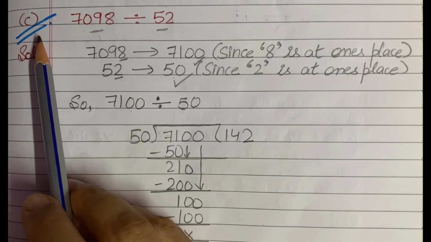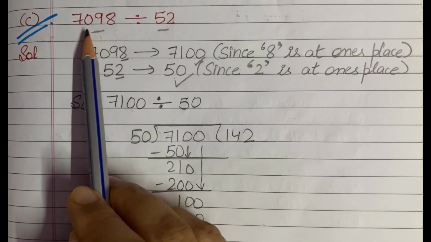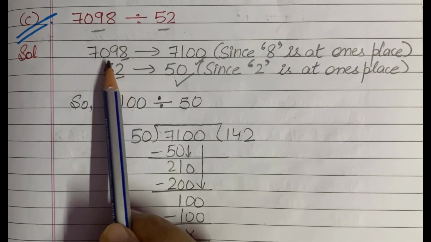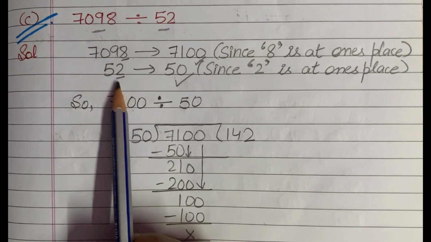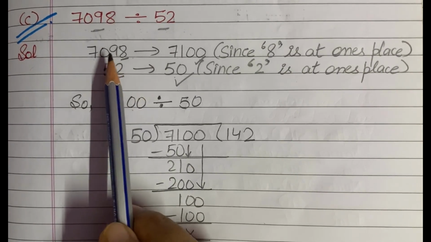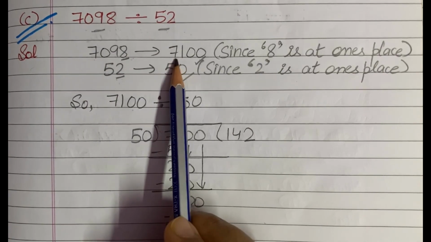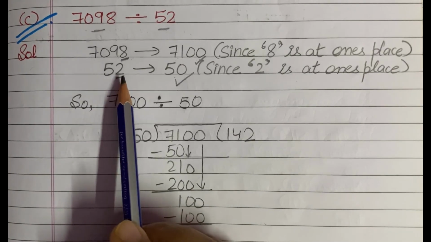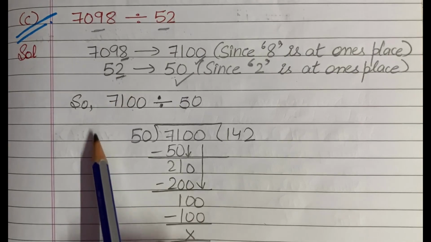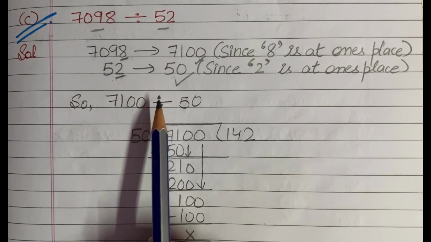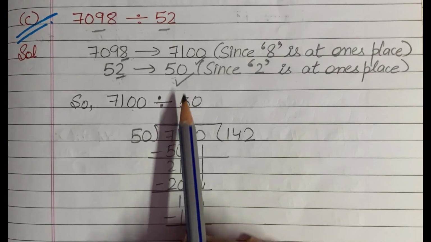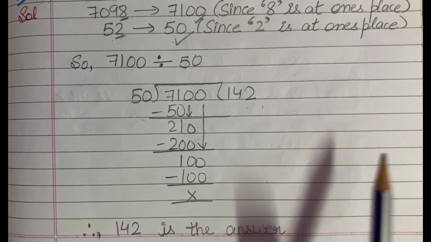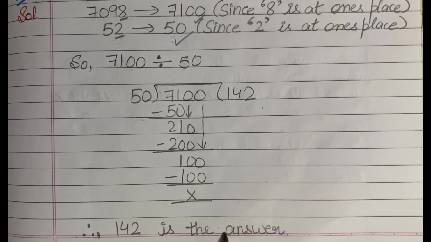Next is C part of the same question, and in this we are having 7,098 divided by 52. Now students, in this question also first of all we will round off the given numbers to the nearest tens, and here the round off of 7,098 will be 7,100 since we are having 8 at its ones place, and round off of 52 will be 50 since we are having 2 at its ones place. So students, we will divide this 7,100 by 50, and on dividing we will be having 142 as in answer. Hopefully it is also clear to you.